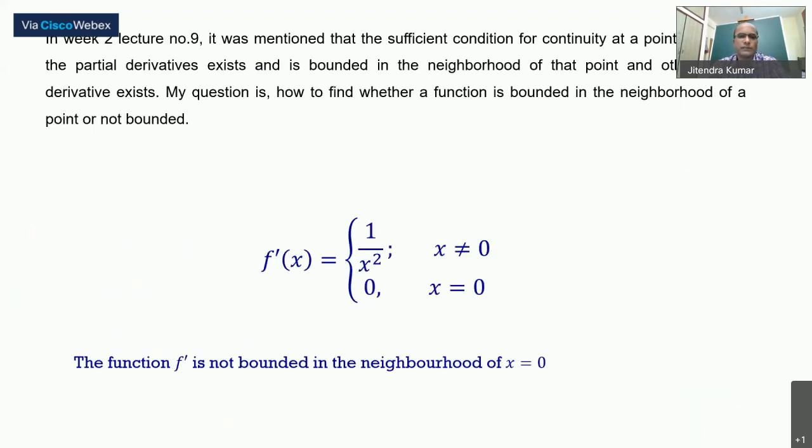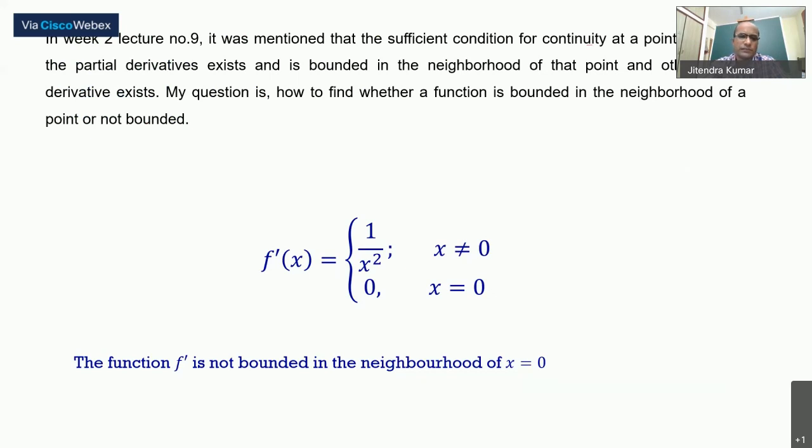The second query which I have taken: in one of the lectures, regarding the sufficient condition, I mentioned that the partial derivative exists and is bounded, and that was basically the sufficient condition for the continuity of the function. The question was how to find these bounds and how to check that the function is bounded. It's a very good question, but it's also very difficult to actually check in many cases that a function is a bounded function.